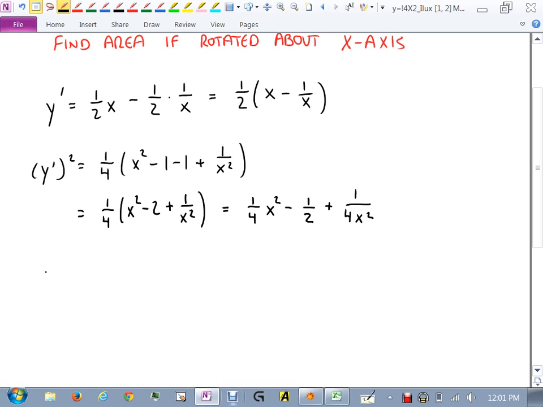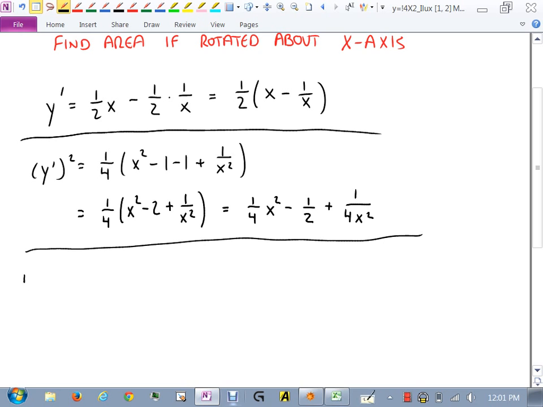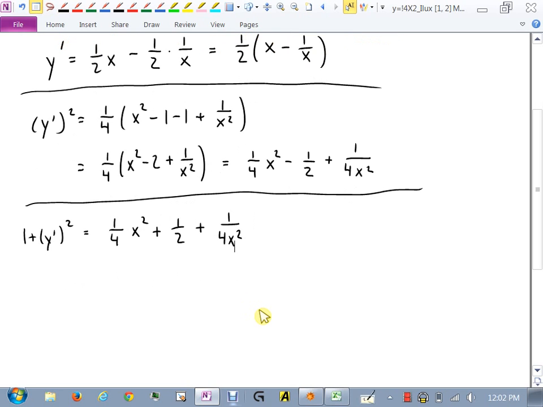Put this together. Let me see. Next thing I'm doing, I should have separated. That was y prime. This is y prime squared. This is 1 plus y prime squared now, which is just 1/4 x squared plus 1/2 plus 1/4x squared. That's going to need to be under a root, so we may as well get a common denominator now. No, I added the 1. Remember, add 1 and it adds to this negative 1/2.